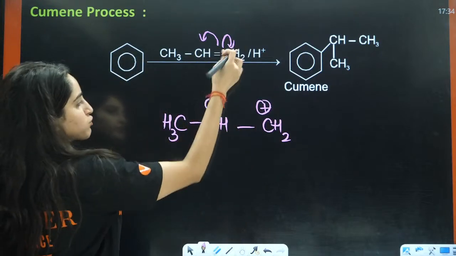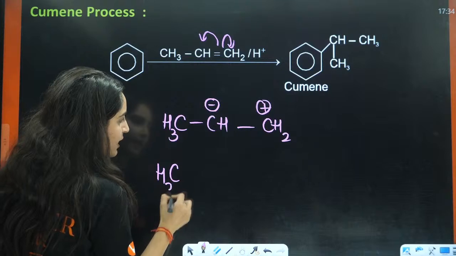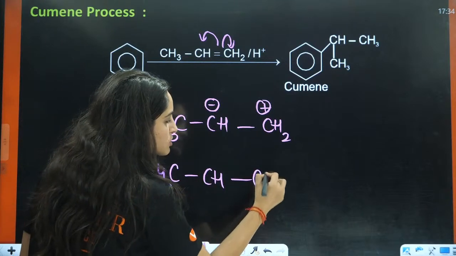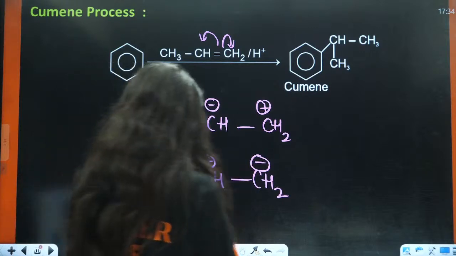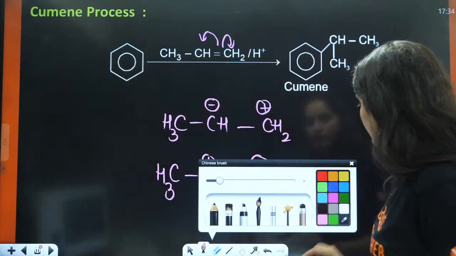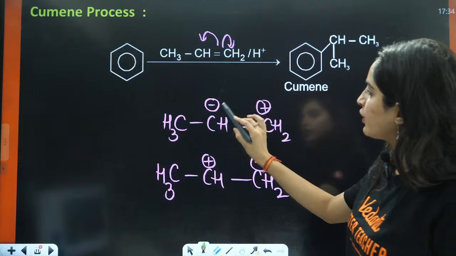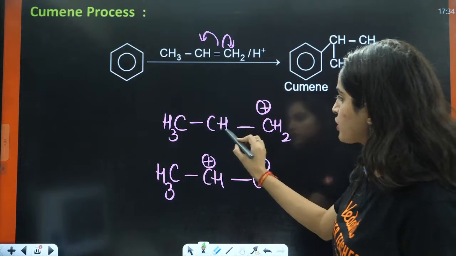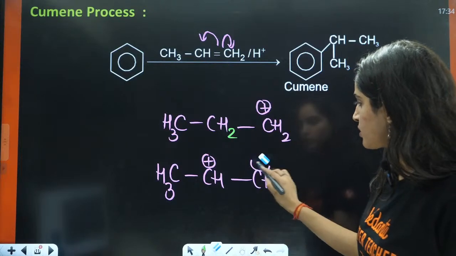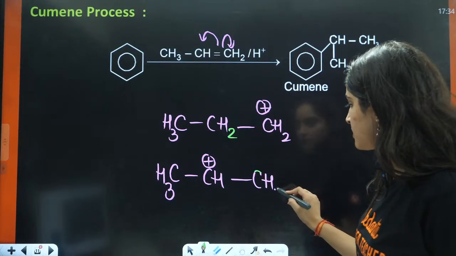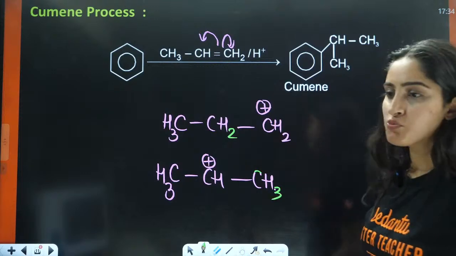Again, I am saying the electrons are jumping this side, it will be CH3, CH2, this is negative and this is positive. There are two possibilities. Now students, tell me, to a negative, you will have the attachment of H positive, so it will become CH2. To this negative, you will have the attachment of H positive and hence it will become CH3. Now tell me which is more stable.